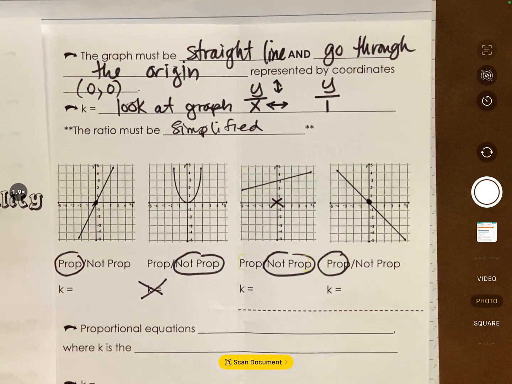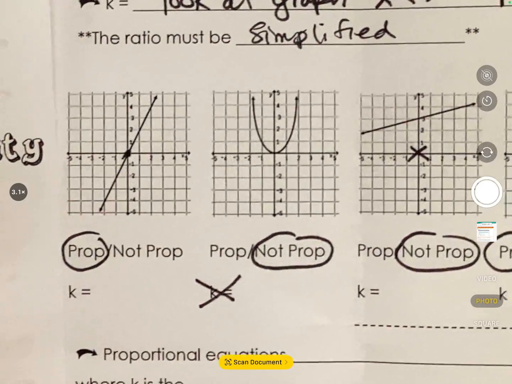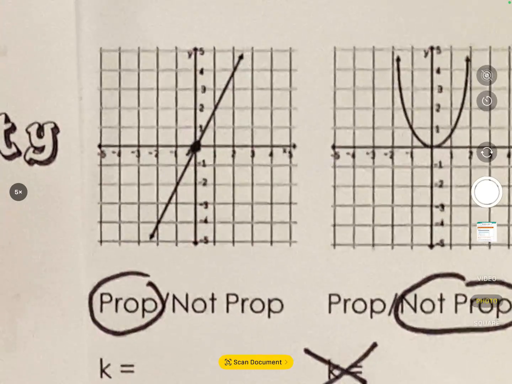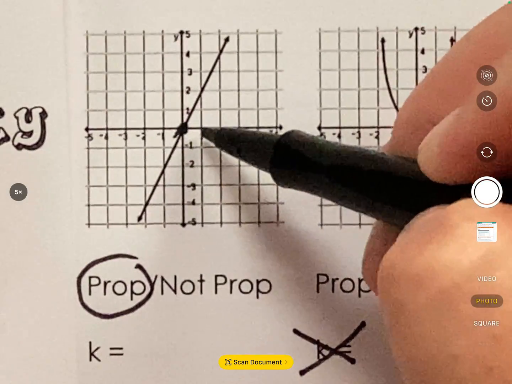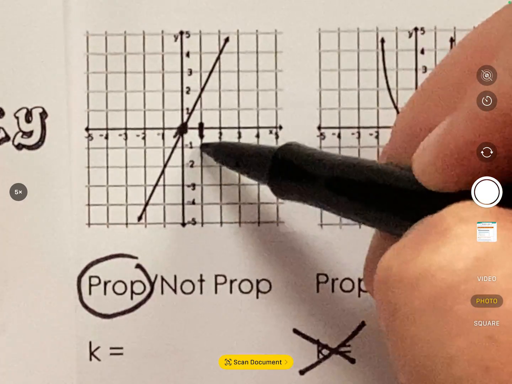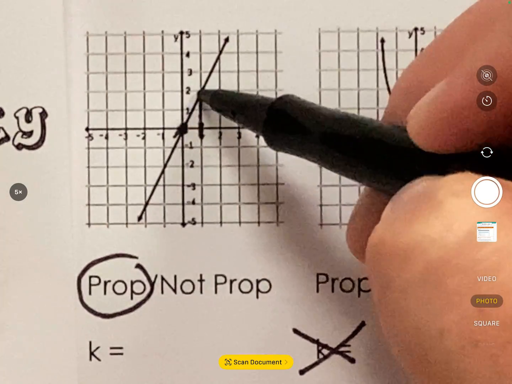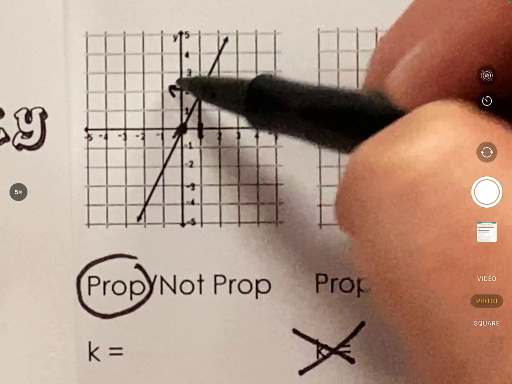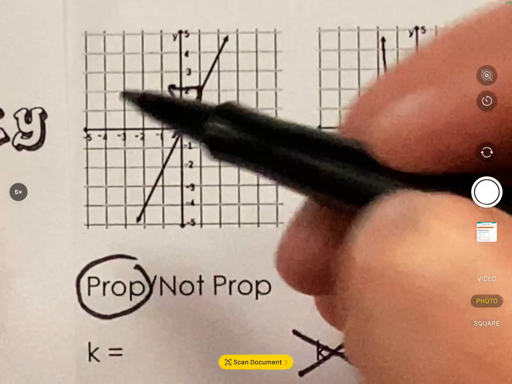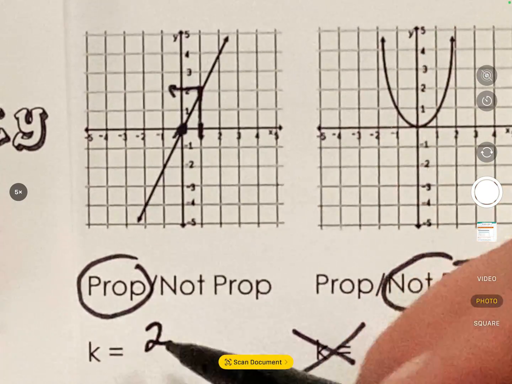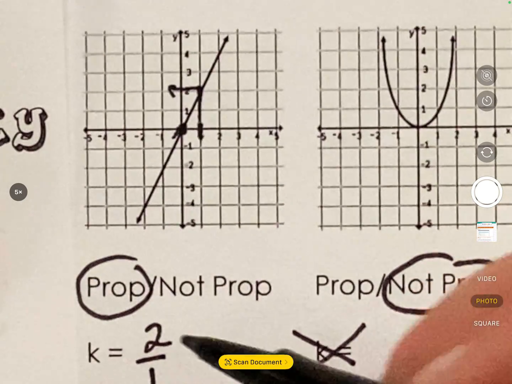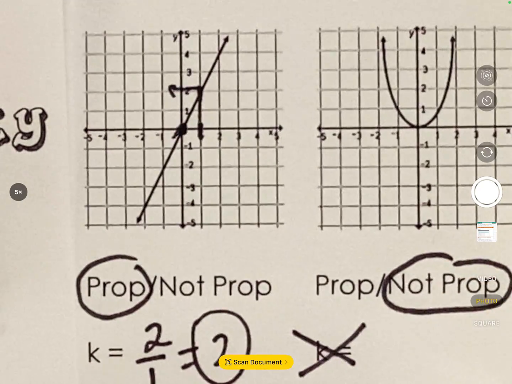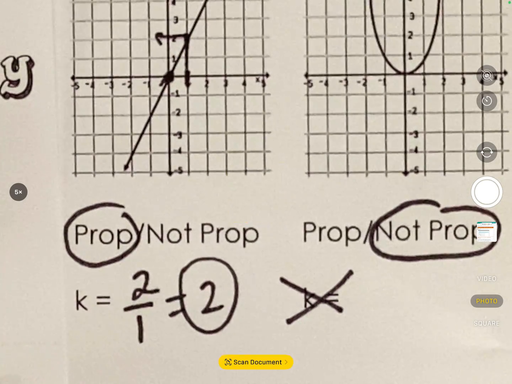Now let's go back and find the K. I'm going to zoom in so you can see it. To find the K, remember I can look at the unit rate. So I'm going to go to the 1, go up to the point on the line, and go over to the y. You should be able to see that the y is 2 over 1, or just 2. So the constant of proportionality there is 2.